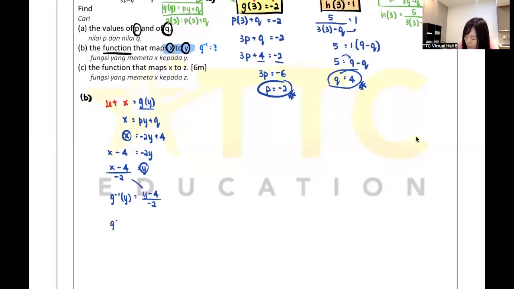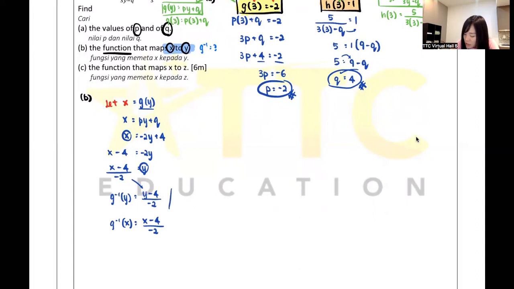For those who ask me, oh teacher, can I write G inverse x? Can. You write x, then you write x here. Both answers are acceptable. So guys, the bottom got x or not? Nope. So do I need to write x not equal to? No need. But I got one thing I want to say, my dear.